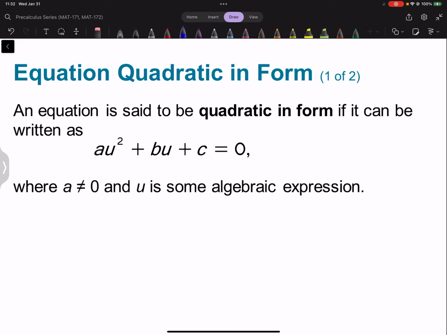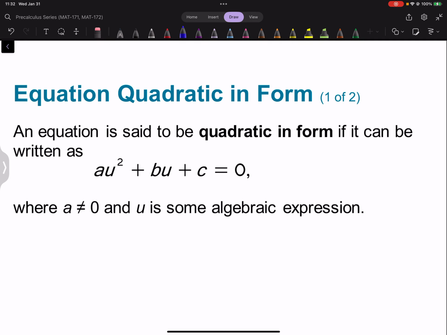Hello class, this is the last part of our lecture from 1.6 today, and this one's pretty much just going to be all about what we call U-substitution.